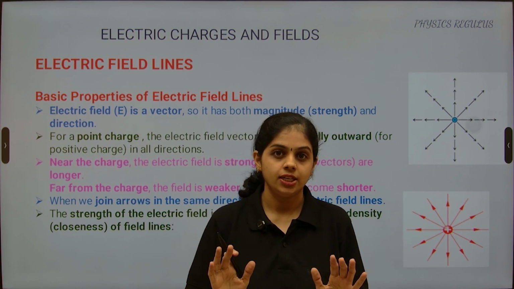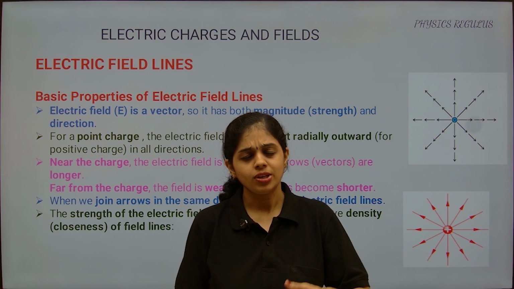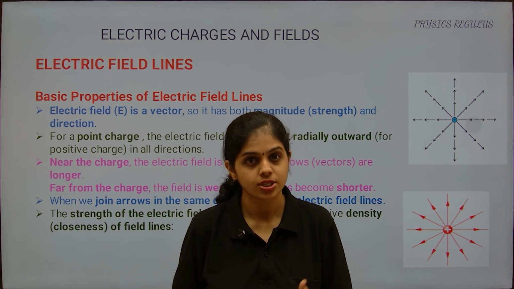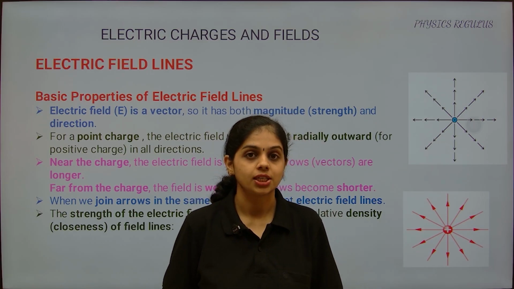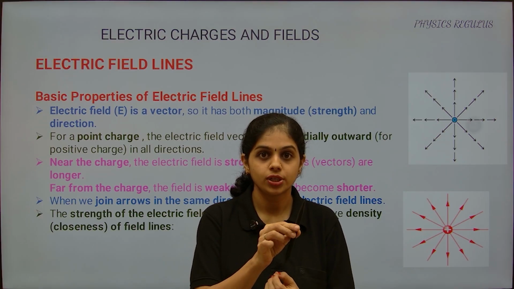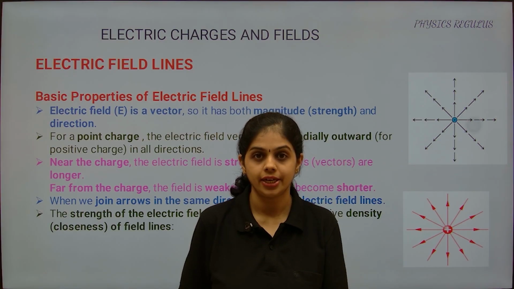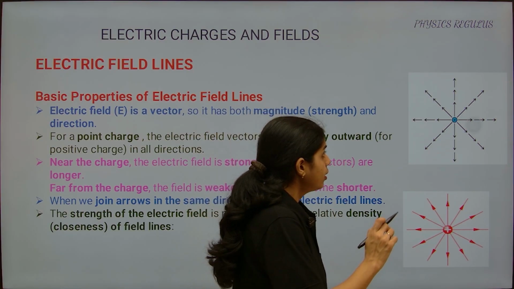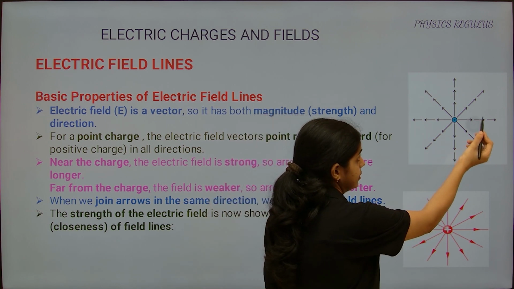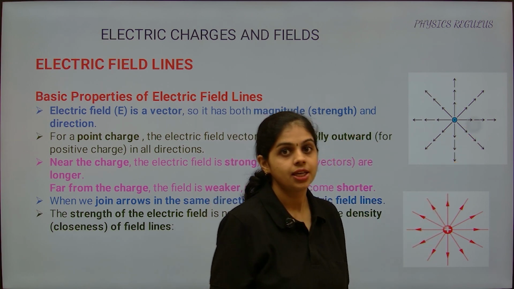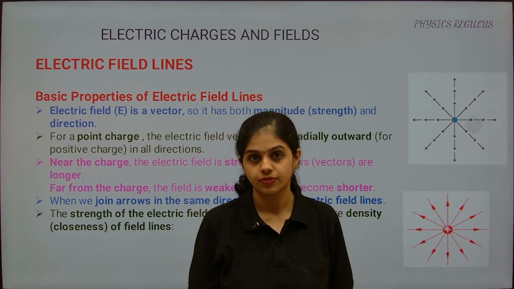We know electric field is a vector quantity which has both magnitude and direction. Usually, how do we represent vectors? Using arrows. If we consider point charge, positive point charge, the direction of electric field due to positive point charge is radially outward. It is outward in all the direction. We can represent electric field due to point charge using arrows like this. Here arrowhead represents direction of electric field and arrow length represents strength of electric field.